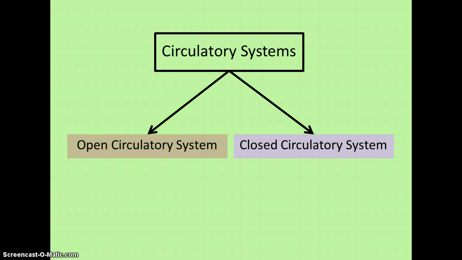Next, you should probably know the different types of circulatory systems. The first is the open circulatory system, which is when blood leaves the vessels and exits the body. Animals such as crayfish have an open circulatory system.